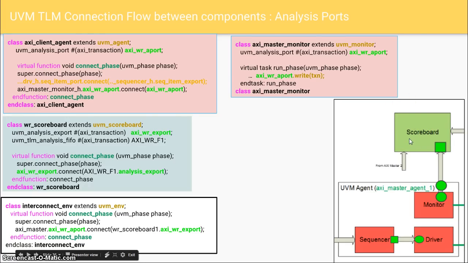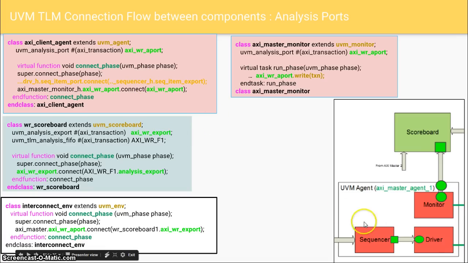Finally, this slide can be used as a reference for any questions you come across when you make connections between two components. I am summarizing the whole flow again. In the agent class, there are two connections needed. The connection between the sequencer and the driver is made by the inbuilt sequence item port in the driver and the inbuilt sequence item export in the sequencer.